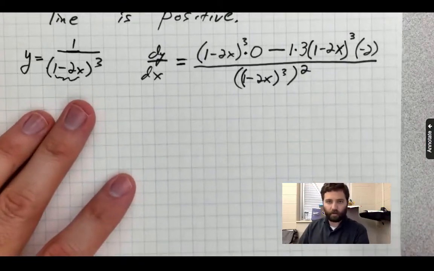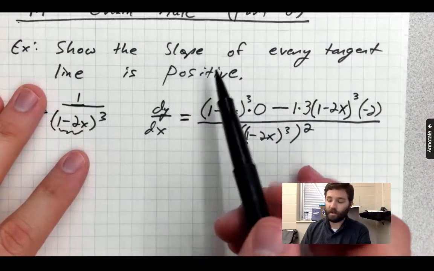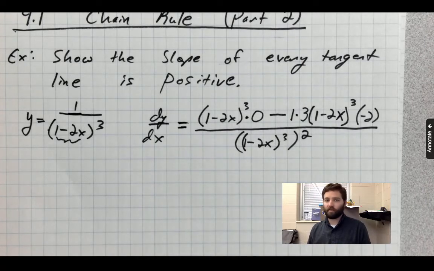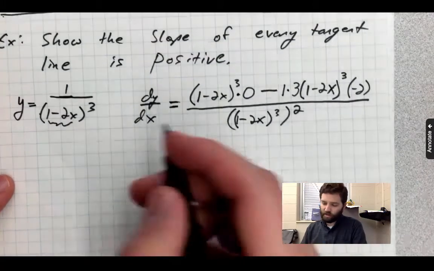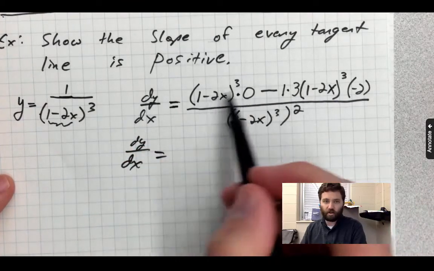Clean up. Okay, so we need to make that look a lot nicer because our goal here is to show that the slope of every tangent line is positive. Maybe we should take a second to understand what that means first. If the slope of every tangent line is positive, then we would need to show that the derivative is always positive. So that's what we're aiming for. So in this format, showing that the derivative is always positive, I don't know about you, but it's pretty difficult for me. So what we're going to do is simplify and hope that it gets a little bit easier to analyze. So this is just 0 here.